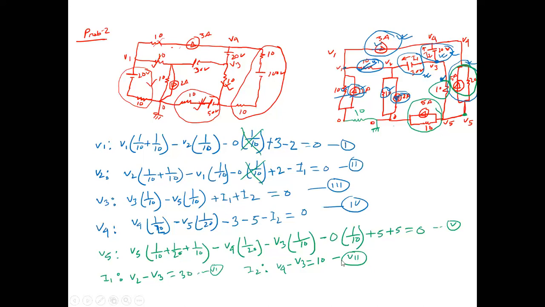This is not 20, this is not 10, this is the 20. Okay, so clear, all are clear? Yes, sir.